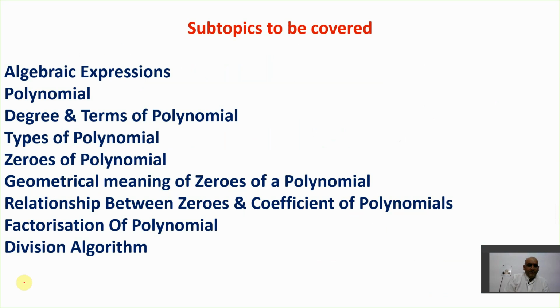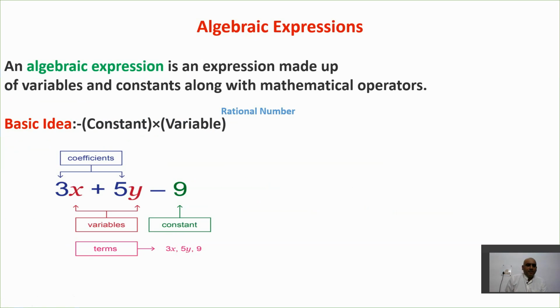Now, let's move to the subtopics which we are going to cover in this chapter. The subtopics are like this: algebraic expressions, polynomials, degree and terms of polynomials, types of polynomials, zeros, geometrical meaning, relationship between zeros and coefficient, division algorithm, etc. So let's move on to the subtopics one by one. First of all, we should know about a term called algebraic expressions. I will explain with the help of one example.